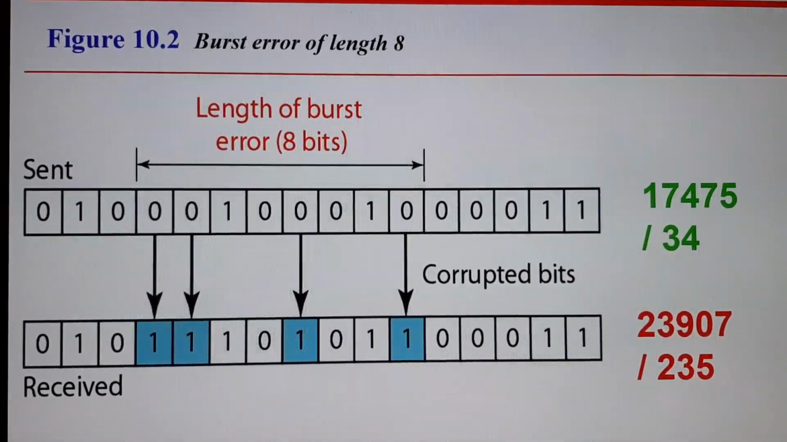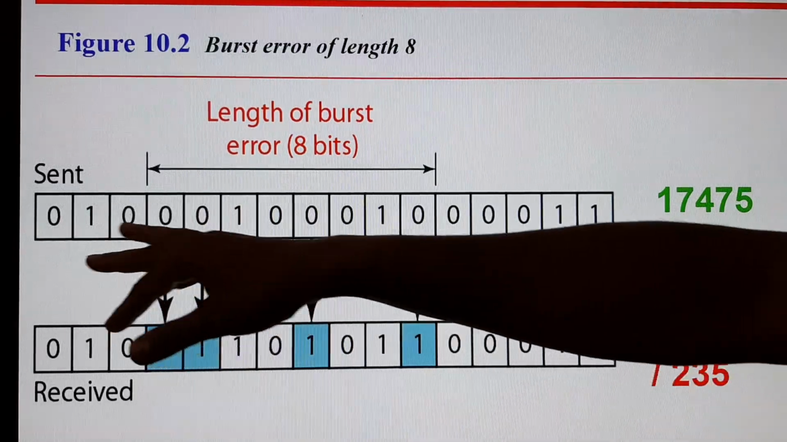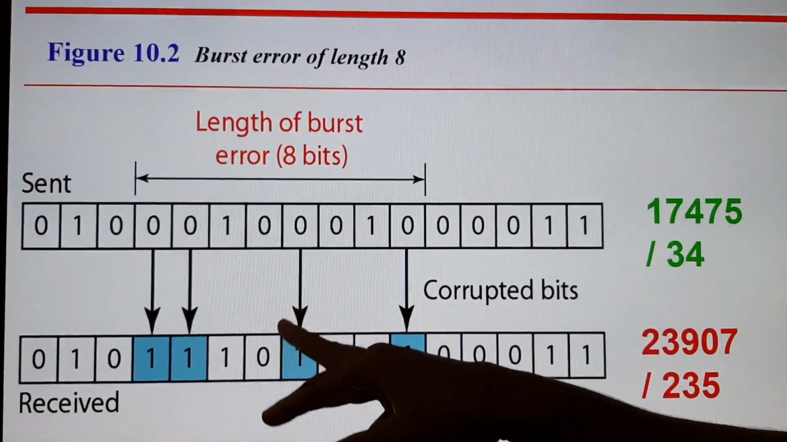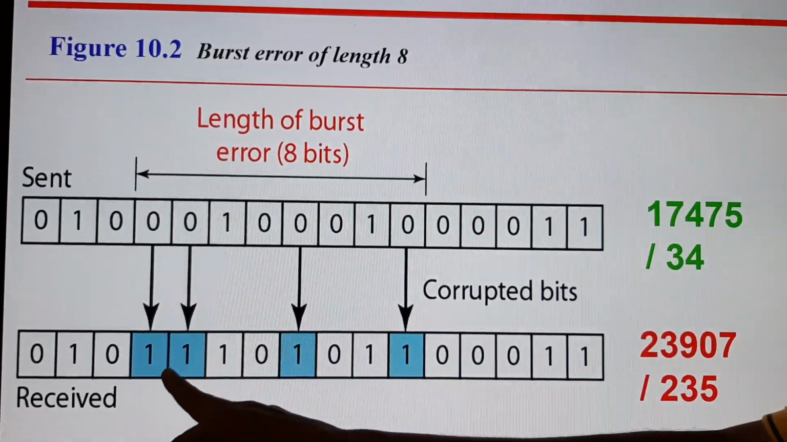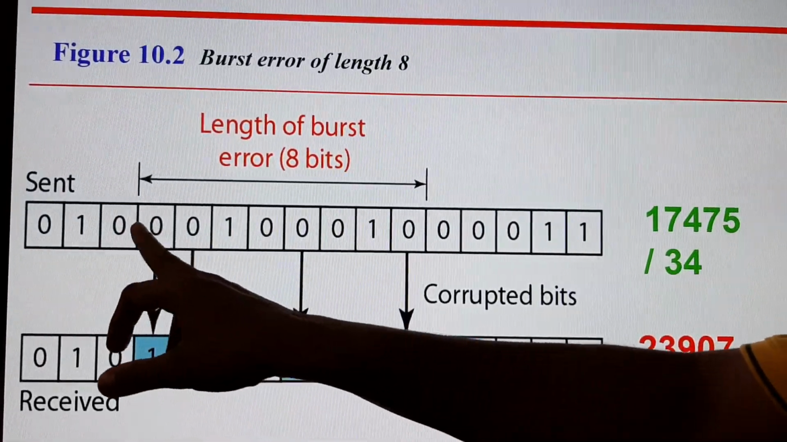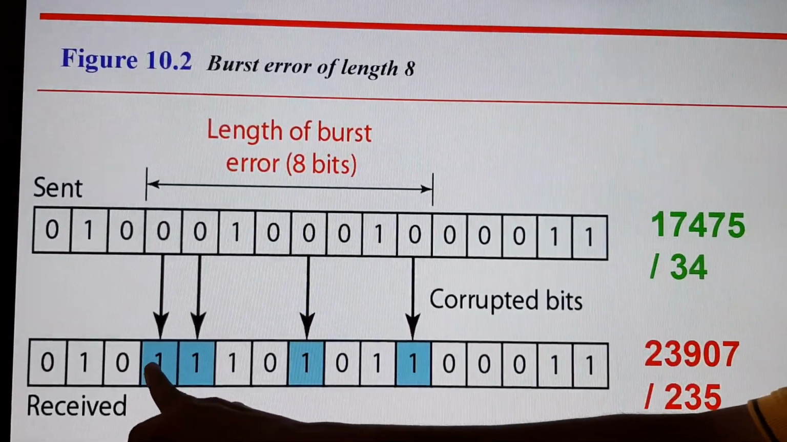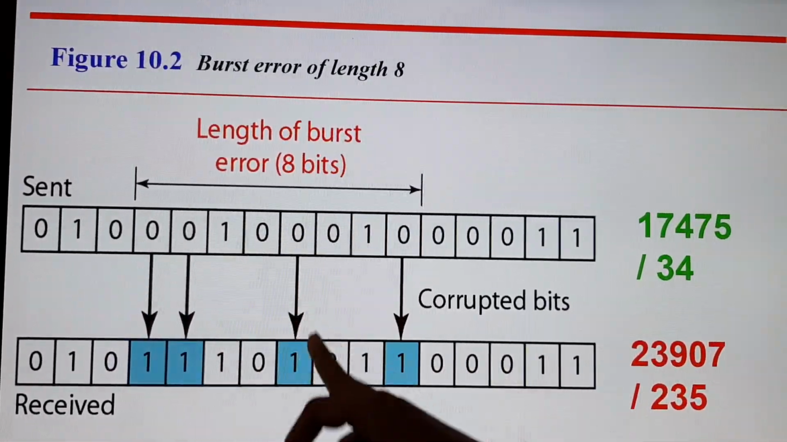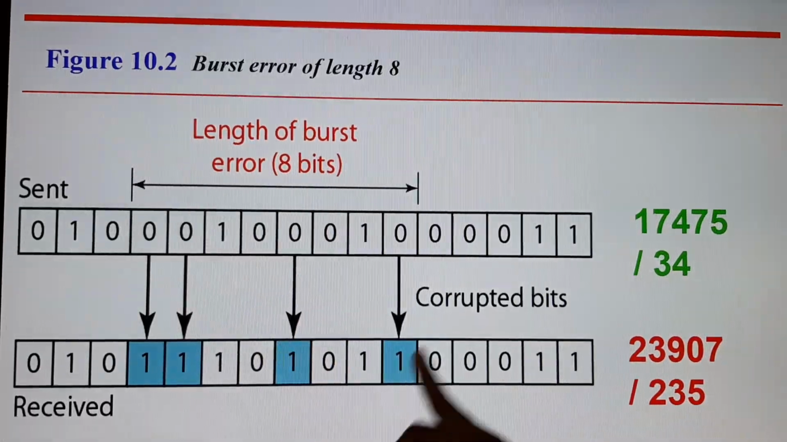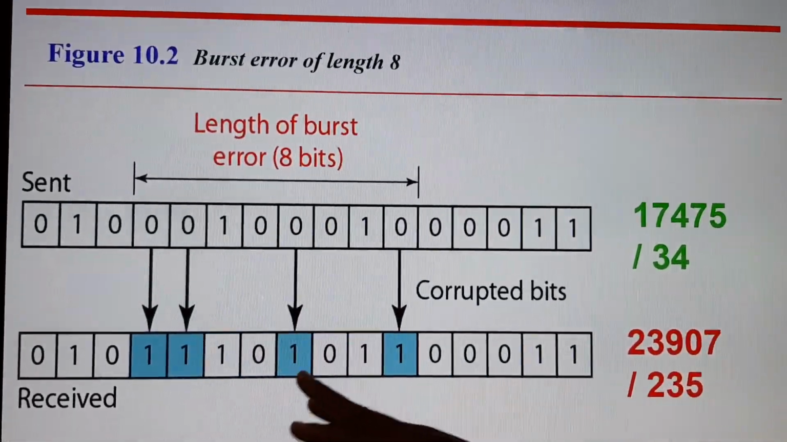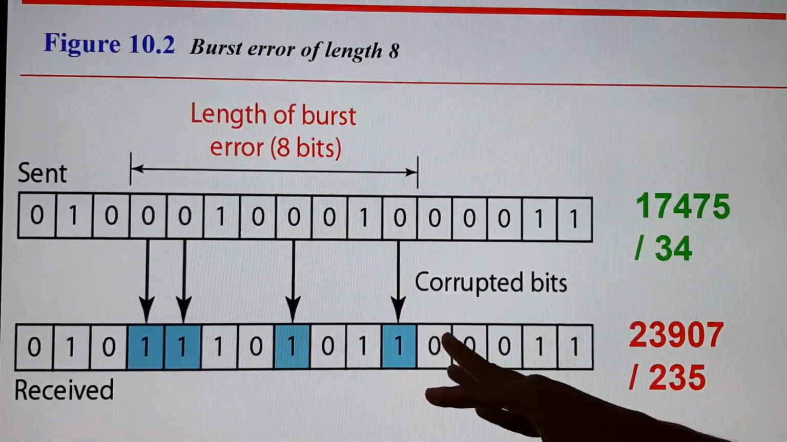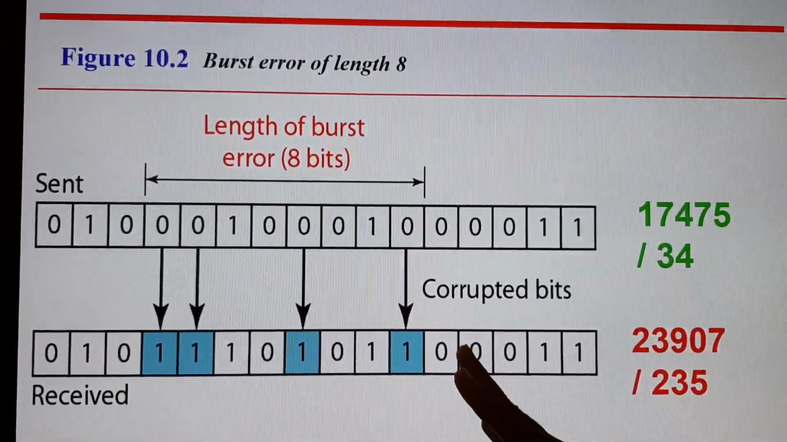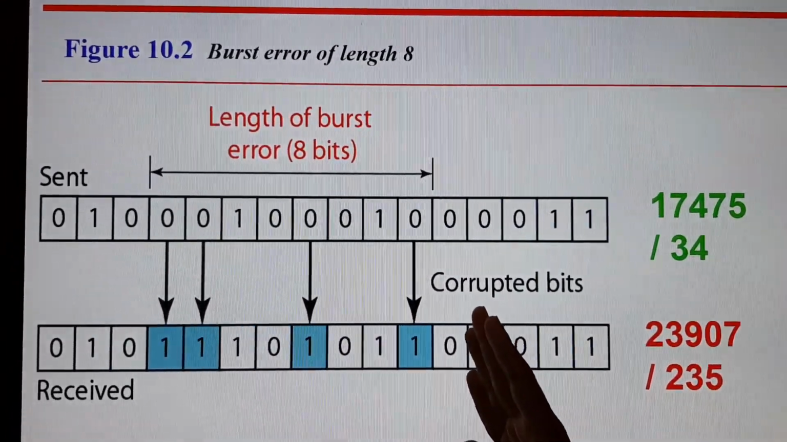See this example. One bit pattern is sent. You can find these marking places. In the center side it is 0, and the receiver received 1. 0 received 1, 0 received 1, 0 received 1. So the receiver received errors in a few bits, that is, more than 1. So it's known as the burst error.